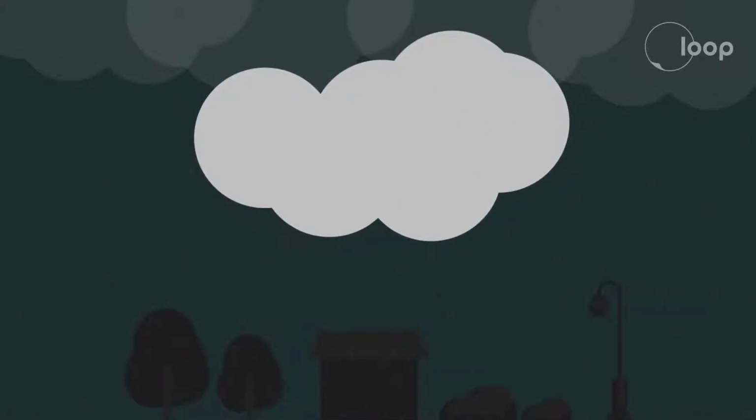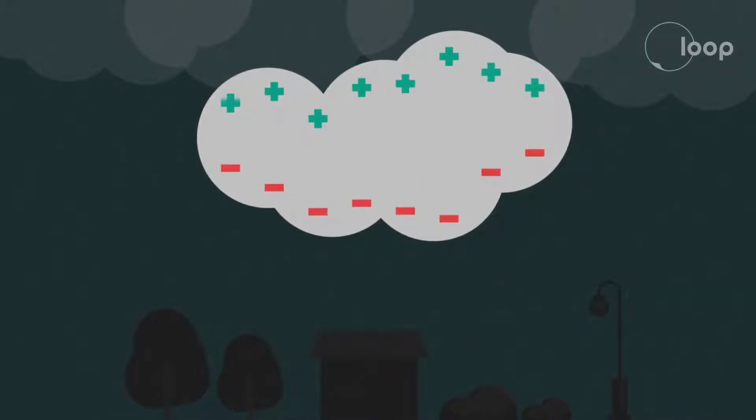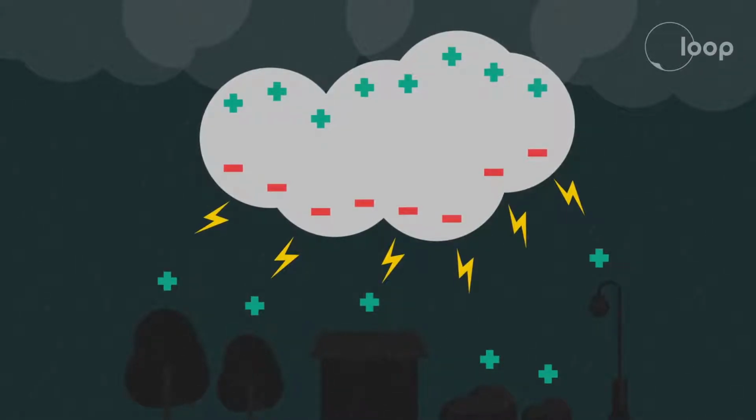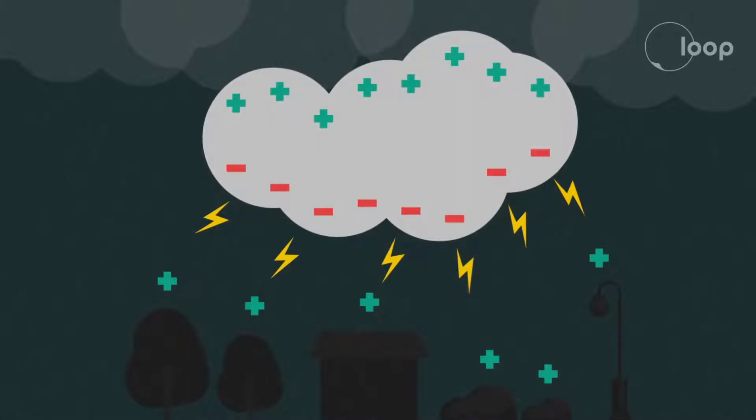The physical properties of water enables regions of a cloud to become positively or negatively charged. When enough charge has built up, it will follow a path to the earth. This movement produces lightning, which is simply a big spark.